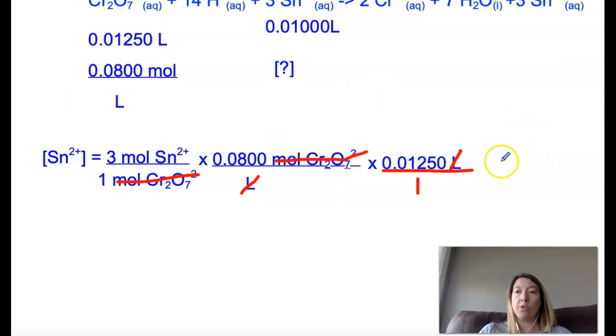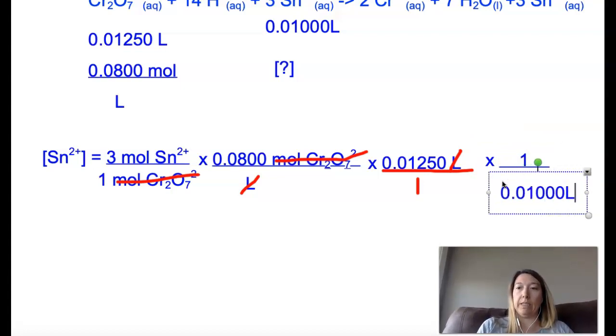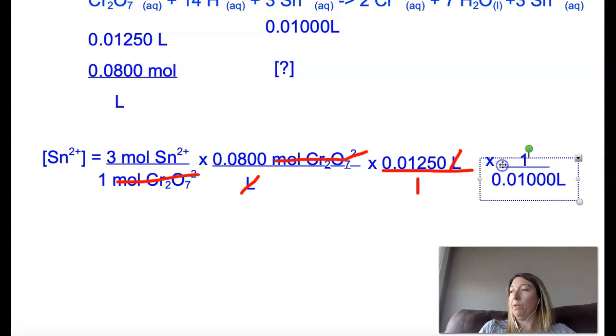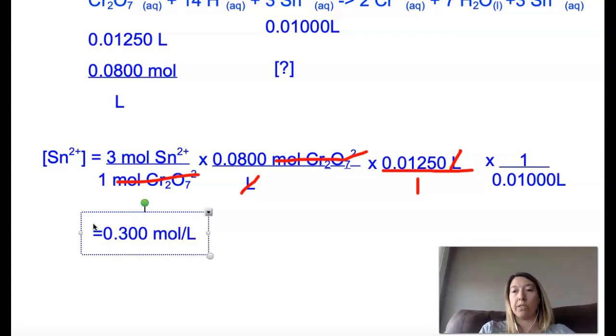Last thing we need to do is introduce the per liter of the tin 2. So then we're going to do times, and we're just going to flip over that volume. So we'll put a 1 on top, and on the bottom, 0.0100 liters. Okay, so plug this into our calculator. So 3 times 0.08 times 0.0125 divided by 0.01, and we should be getting 0.300 moles per liter as our concentration.